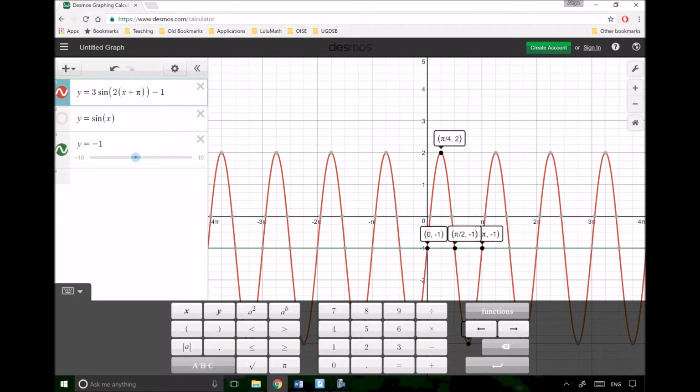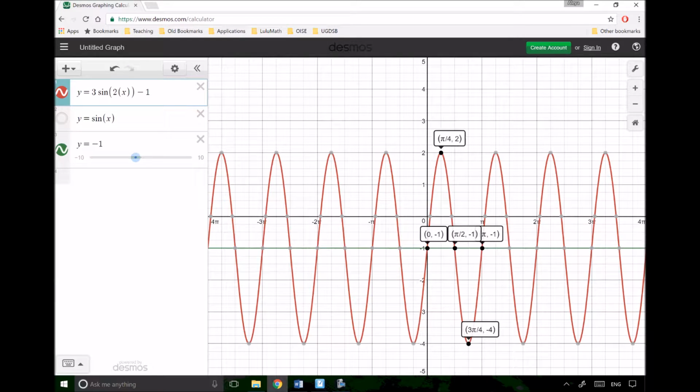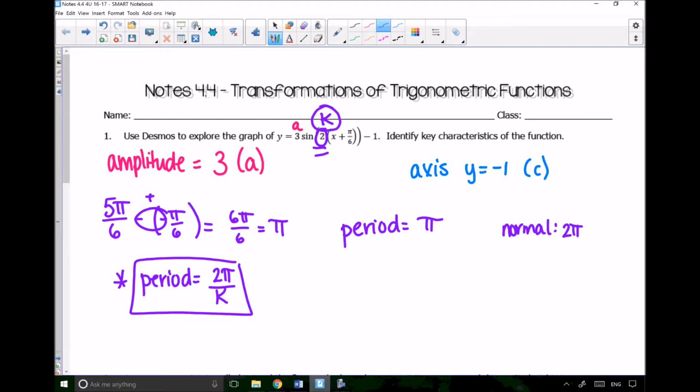So take away this pi over 6. Right here, and when I look at it, it does start at 0, goes up, goes back down, and it completes a full cycle in pi. So that means that we are good to go for this. So that means that we also have a horizontal shift to the left by pi over 6 units right here. So this right here is going to be our d value. And I forgot to label this, our c value, okay? So those are key characteristics of our function that we have right here.